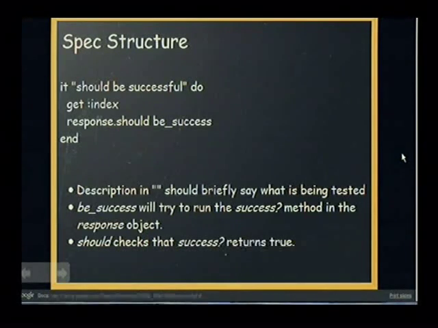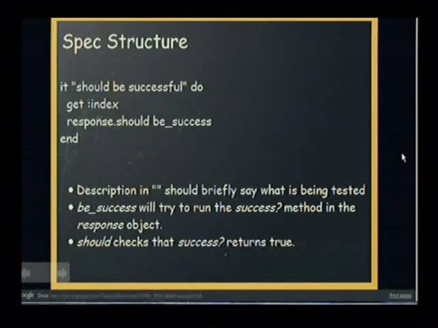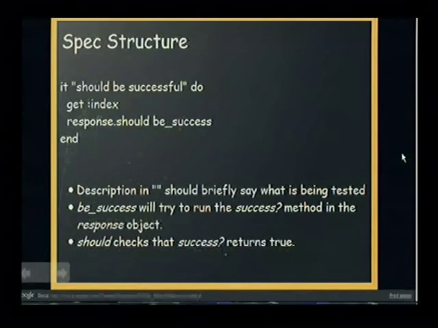In this case it's saying that the get for snowman should be successful, and the first line is just getting the index, and then the response should be successful. The response should be successful line is where things get a little complicated. For someone who's used to a more traditional language, they would look at that and be confused. There's a little bit of magic going on behind the scenes. The be success part is actually making a call to the success question mark method in the response object, so you need to make sure you have one of those defined.